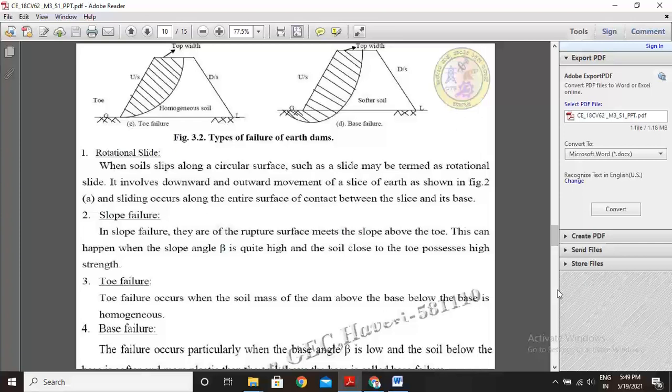Toe failure. The failure occurs when the soil mass of the dam above the base is homogeneous. It's called the toe failure concept. Base failure. The failure occurs particularly when the slope angle beta is low and the soil below the base of the dam fails. Base failure proceeds from the base towards the softer side to the top width of the dam. So this is the base failure concept.